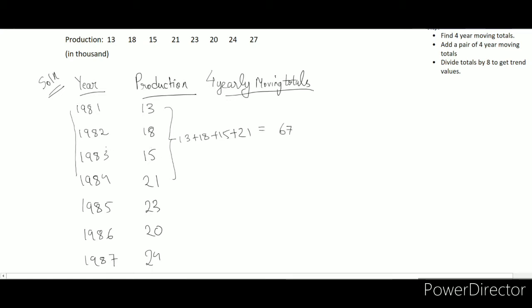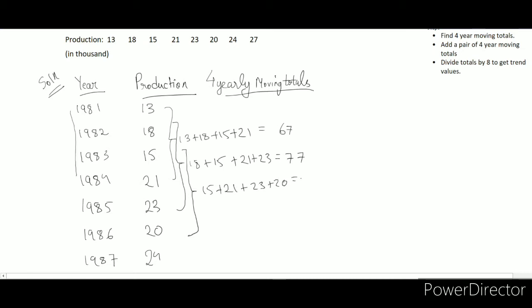And for the next group, which is from 1982, 83, 84, 85, 1983 and 84 will be the middle years, so your total will lie in between those years because you have not centered them. You get 77. And the next group we have 1983, 84, 85, 86, so 84, 85 will be the middle years, so the total will lie in between these years. You get 79.